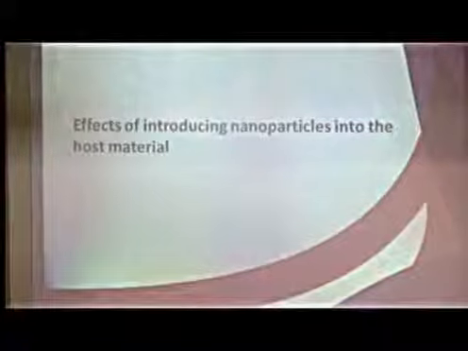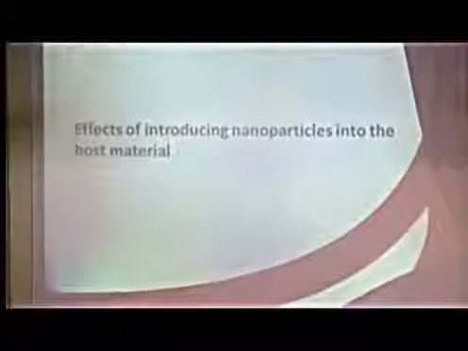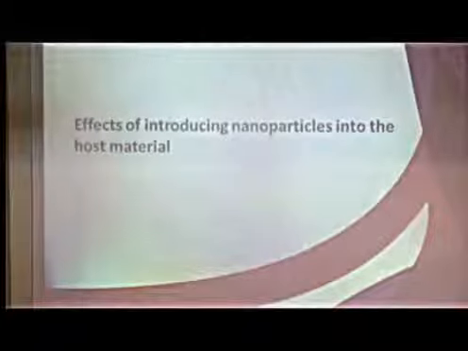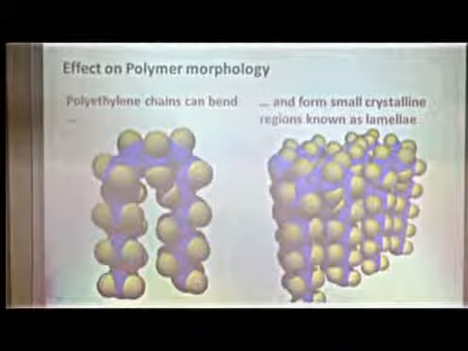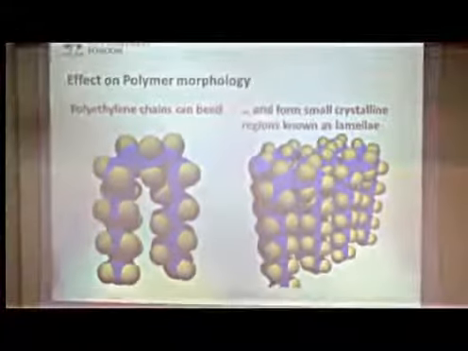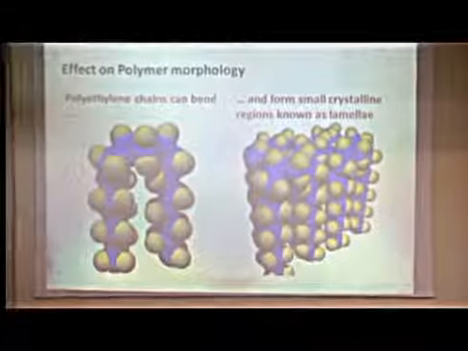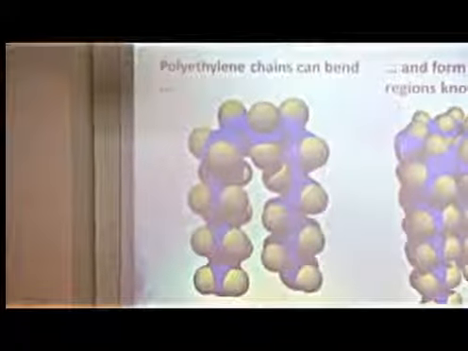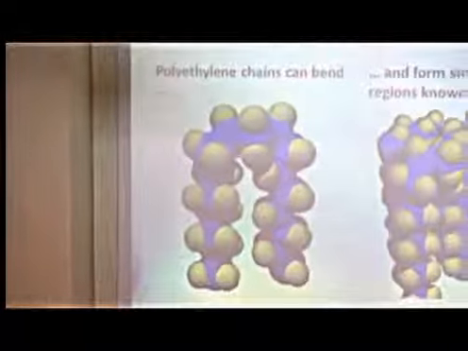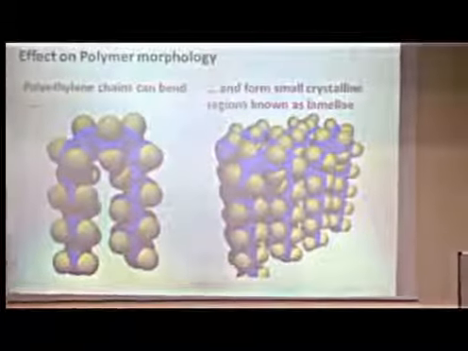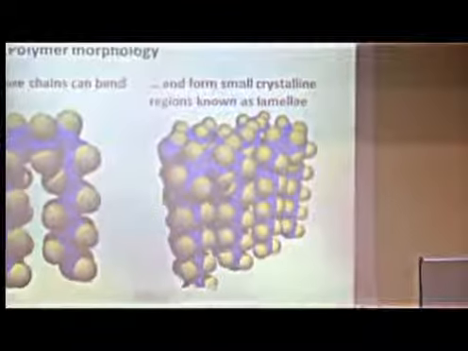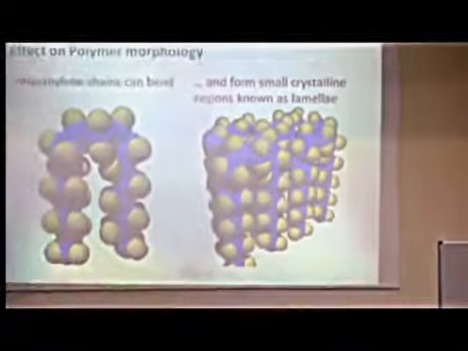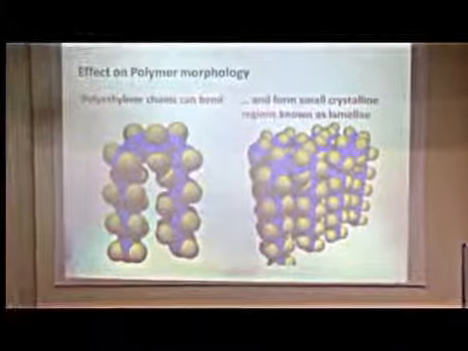So what would we expect the effect of introducing nanomaterials into a host material actually to be? Well, let's just go back and revise our polymer morphology. If we take the polymer chains, then these can bend, and we can bend them backwards and forwards, and make them into lamella. So lamella are sheets of crystalline areas of polyethylene, which Len was talking about with holes flowing through them and so on.